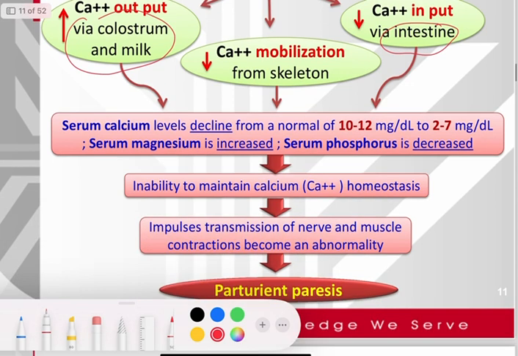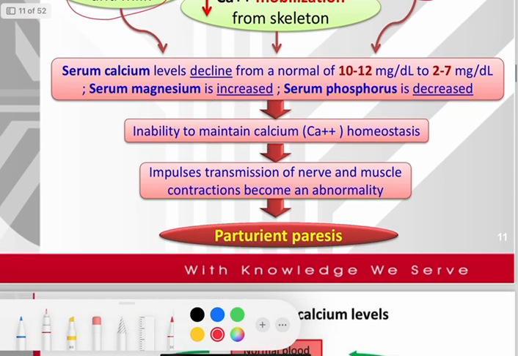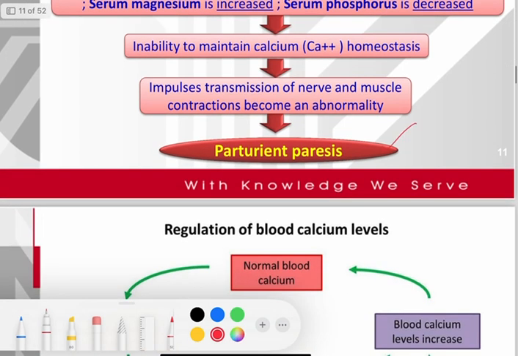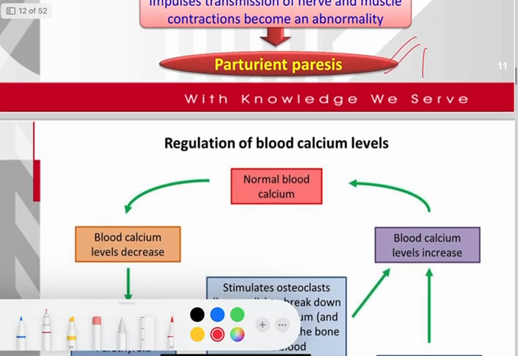This causes instability in maintaining calcium homeostasis, and this results in abnormality of transmission of nerve and muscle impulses, which results in parturient paresis or milk fever. Actually, fever is a misnomer. We do not see any increase in temperature. Actually, we see a decrease in temperature.